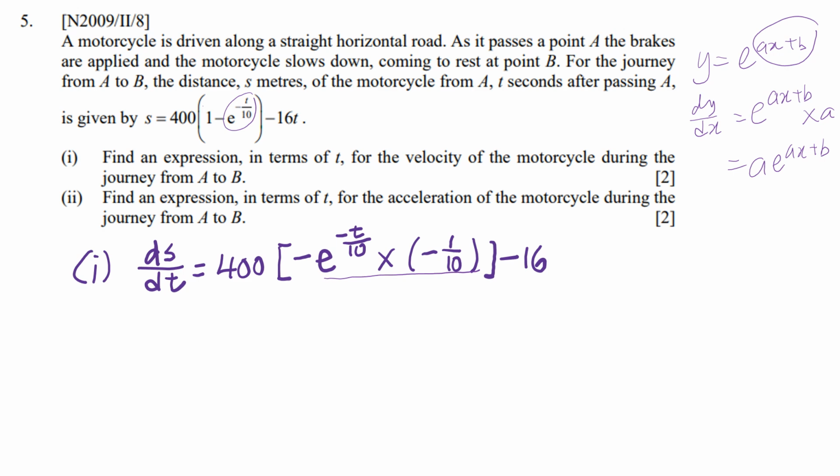And then of course the next one tests how good you are with your algebraic manipulation. So of course you differentiate 16t, you get 16. That explains how I get 16 here. So you multiply them: 400 times negative 1 over 10 gives you 40, e to the power negative t over 10, minus 16. So that's the expression for velocity.